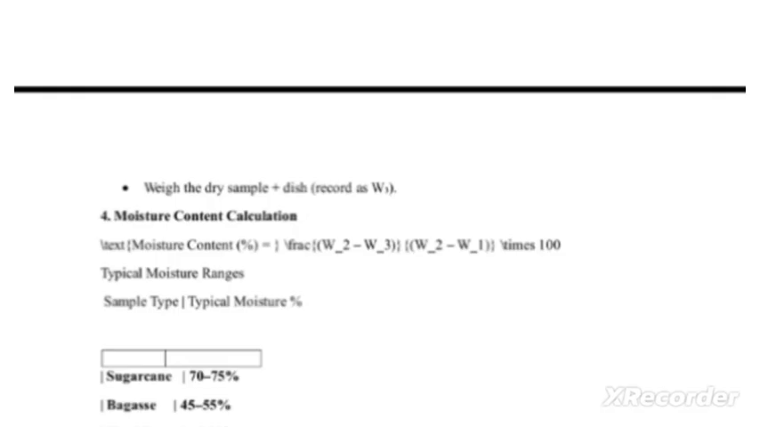Typical moisture ranges by sample type: sugarcane 70 to 75%, bagasse 45 to 55%, final sugar less than 0.10%.